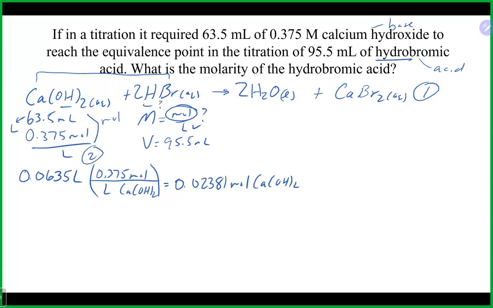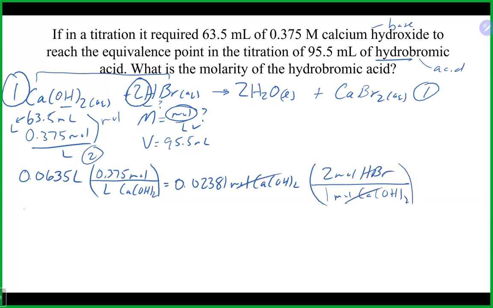That being our second step, and this being a stoichiometry problem, we're now going to do a mole-to-mole relationship. It's a 1-to-2 relationship between our base and our acid. Using that relationship, 1 mole of calcium hydroxide gives us 2 moles of HBr. That's what allows us to get to the moles of the HBr, which is what we're looking for. We're just going to multiply it by 2, and we end up with 0.04763 moles of HBr.